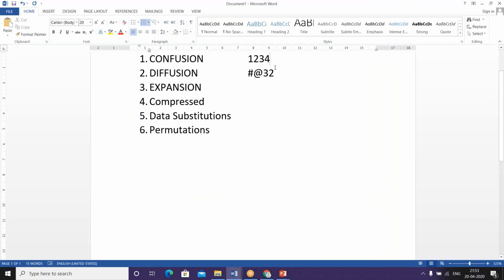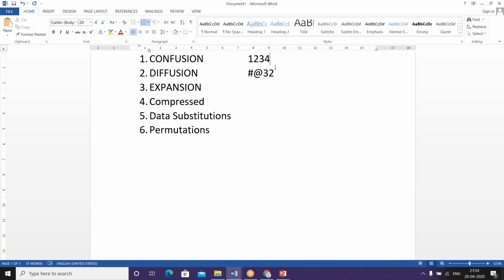Okay, fine. Any cybersecurity algorithm should provide these services: confusion, diffusion, expansion, compression, data substitution, and permutations. Confusion means the ciphertext should be confused well. The hacker should not have any clue from where the data is encrypted, what the originating point of this data is. He should not have any clue. The second thing is diffusion. The key should be mixed well with the plain text.